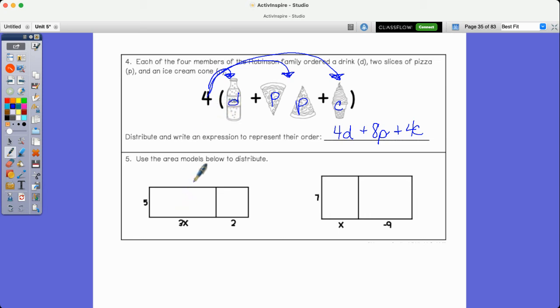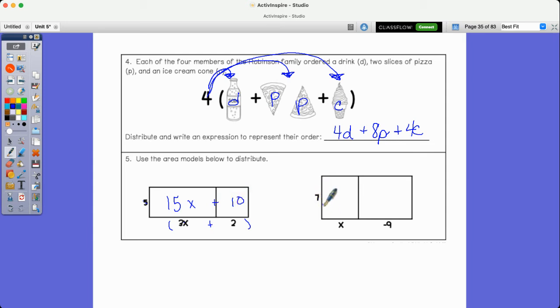Now we can use area models to distribute as well. So we have this. Think of this as your parentheses. So 5 times 3 is 15x. 5 times 2 is 10. So my answer becomes 15x plus 10.